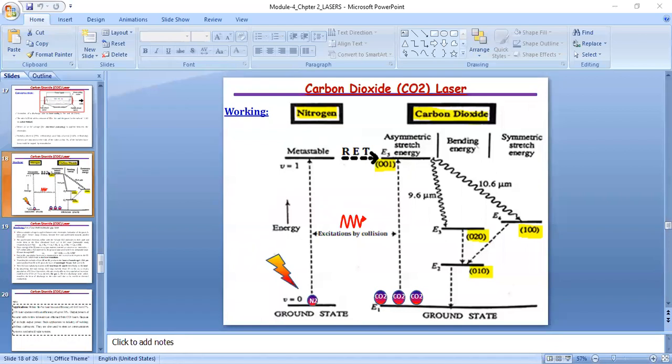You can see we have two types of extrinsic semiconductors, that is p-type and n-type semiconductors, right? P-type semiconductor contains holes as majority carrier and n-type semiconductor contains electrons as majority carrier. Okay, when we connect these two, we will get a p-n junction.